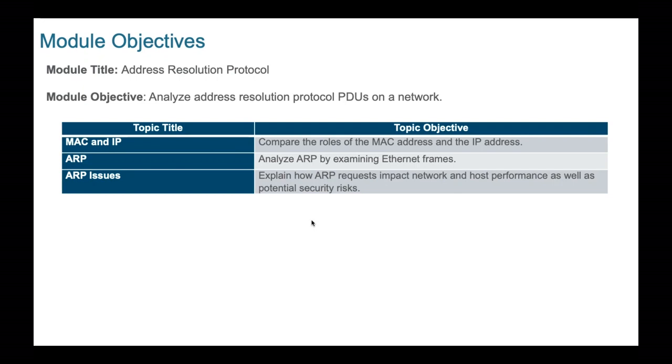So to get the IP address of other hosts by using the MAC address, we use the protocol called the address resolution protocol. This address resolution protocol analyzes the protocol data unit on a network, and it covers the MAC address and the IP address. It compares the roles of the MAC address and the IP address in the network, and how this protocol examines the Ethernet frames, the MAC address frames, and resolves the IP address.